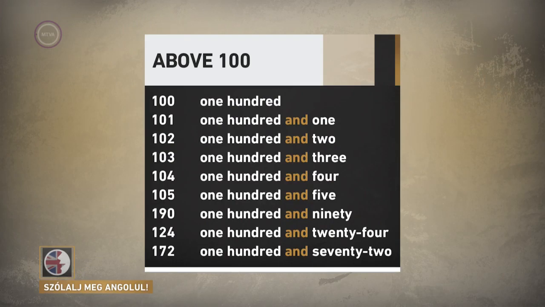Okay, good. Now, let's have a look at what happens to cardinal numbers when we count higher than 100. When we count higher than 100, we have to also use the word and. We use and, and put it before the last number. 100 is one hundred, fine. But the next number, 101, is not one hundred one, but one hundred and one. The numbers after that are one hundred and one, then one hundred and two, then one hundred and three, one hundred and four, one hundred and five, and so on.